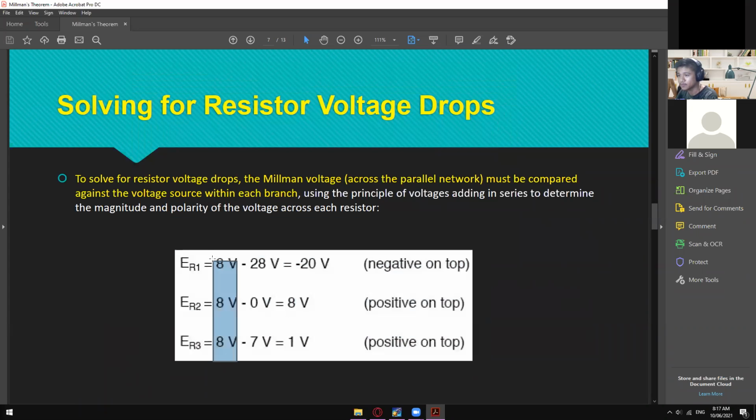So again, it's always positive for your calculated voltage across the entire circuit, and then you deduct the voltages of the individual branches. Okay? That's it for the voltage drops.